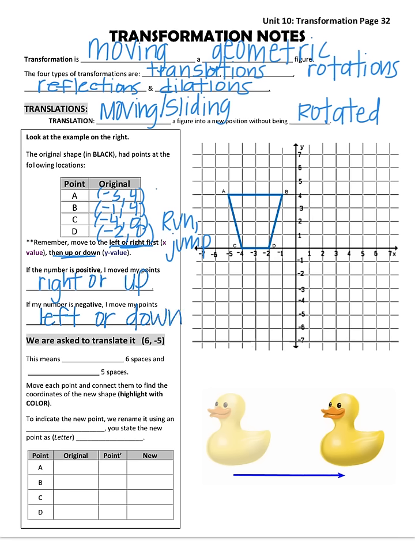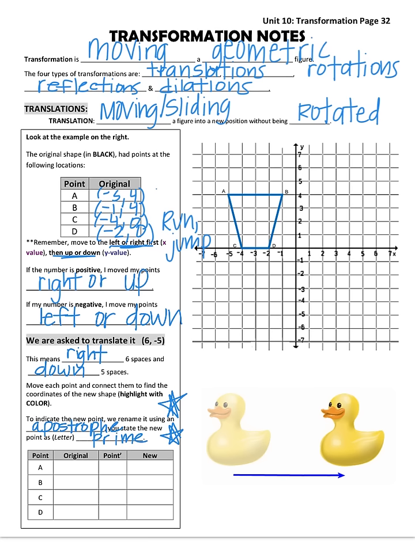Alright, so if we're asked to translate this figure, this quadrilateral ABCD, 6, -5, that means that we move it right 6 spaces and down 5 spaces. To indicate the new point, this is important, I'm going to star this. We rename it using a prime. We'll fill in the blank with an apostrophe. You state the new point as letter prime.